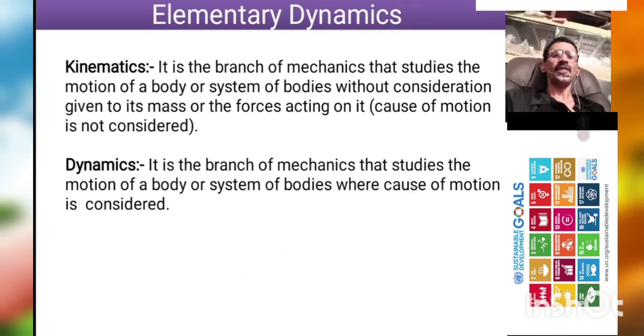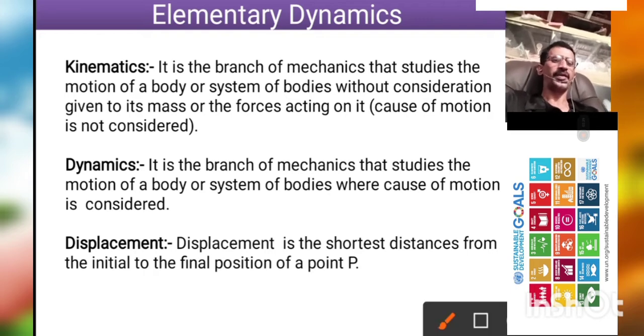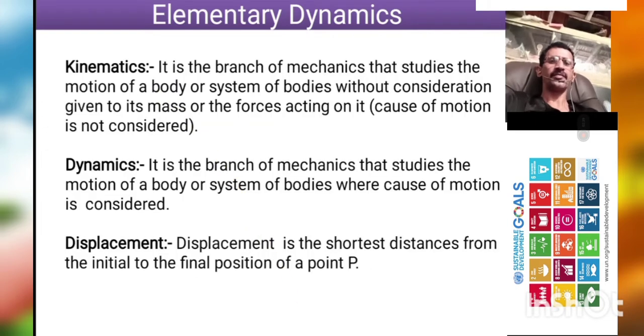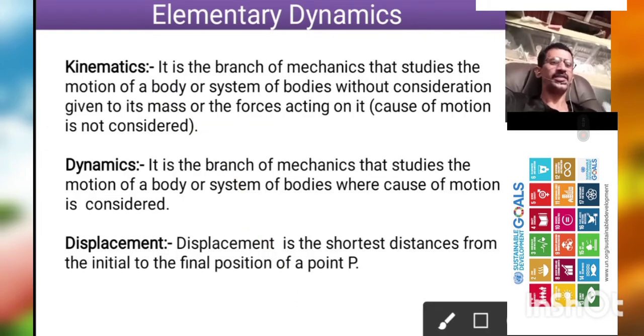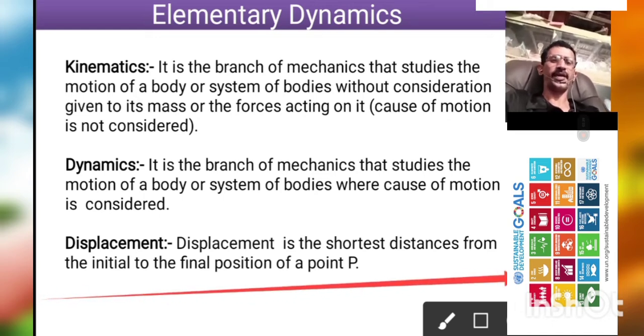Let's take another definition, that's called displacement. Displacement is the shortest distance from the initial to the final position of point P. Many times students have difficulty here. Suppose this is my point P, and the distance from this point to the extreme end is 1 meter. Now the body moves from point P to this extreme point. So it is 1 meter, and the distance is also 1 meter.